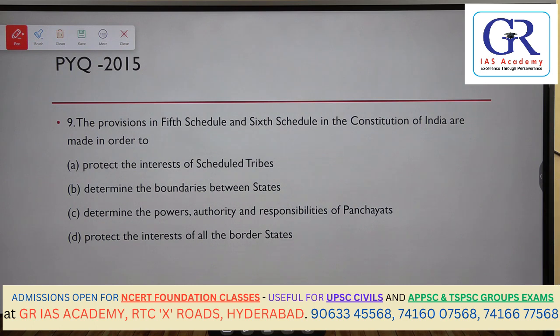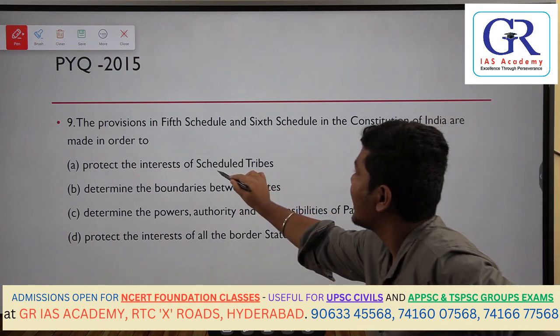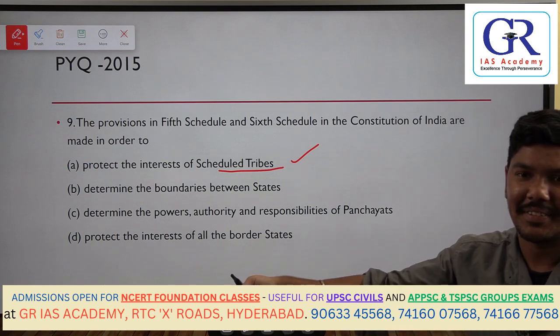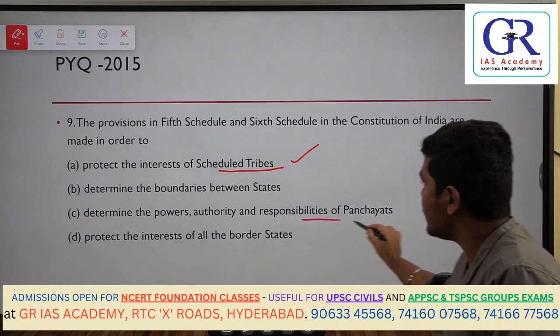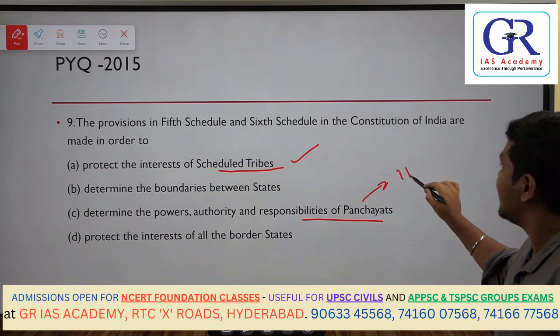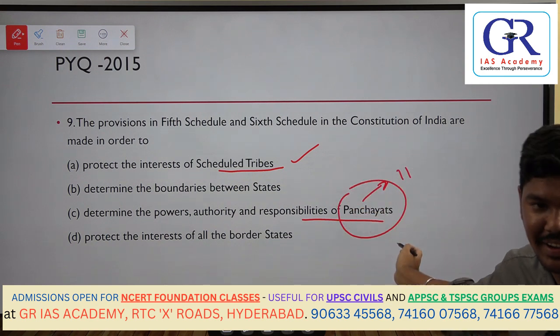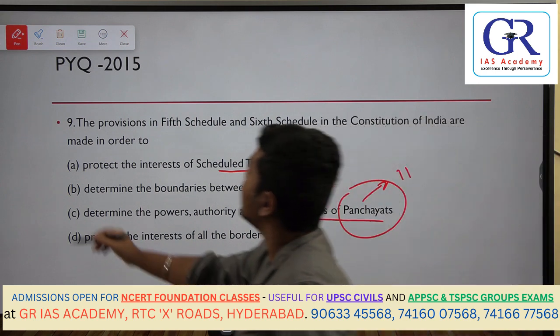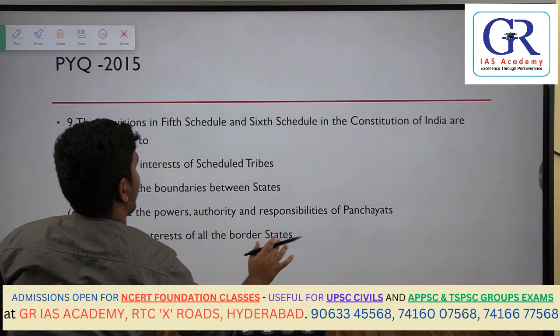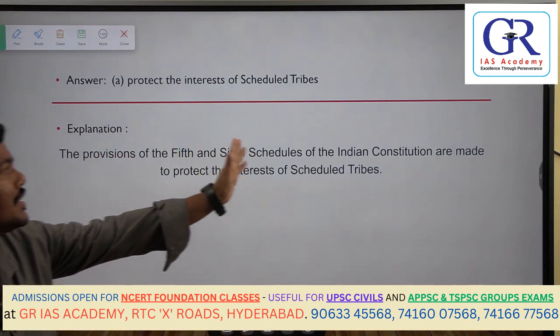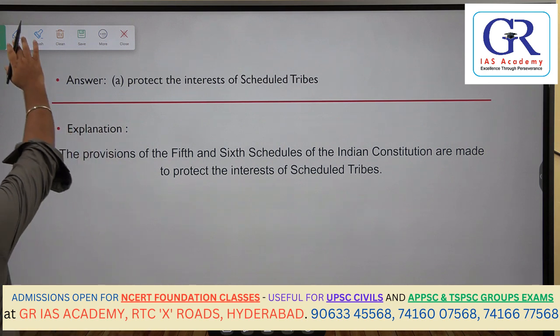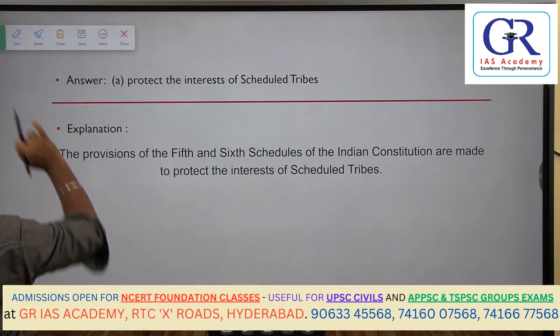The provisions in the 5th Schedule and 6th Schedule in the Constitution of India are made in order to: protect the interests of scheduled tribes, determine the boundaries between states, determine the powers and responsibilities of panchayats, protect the interests of all the border states. Absolutely correct, that is scheduled tribes. This is how they will frame the questions. And this schedule is the 11th Schedule. They asked only about panchayats, so 11. If they ask about municipalities, then it is 12. Correct. So that is what we mentioned here. The provisions of the 5th and 6th Schedule of the Indian Constitution are made to protect the interests of the scheduled tribes.